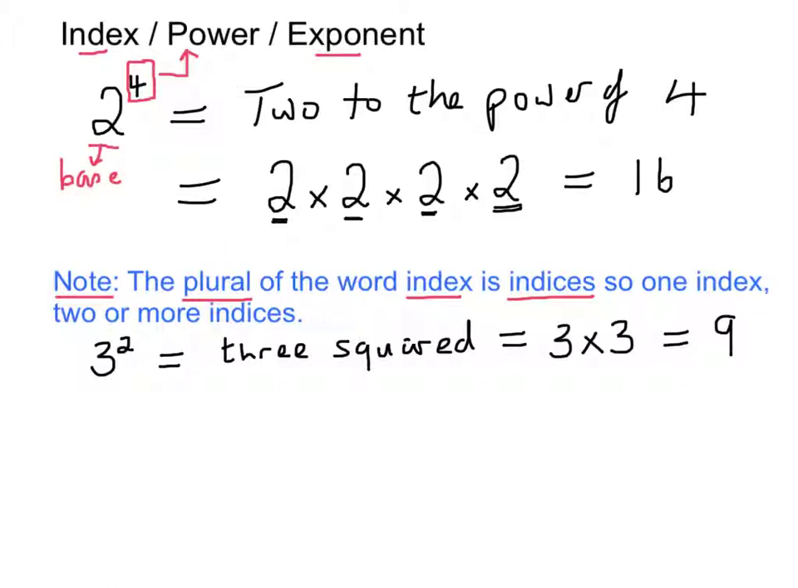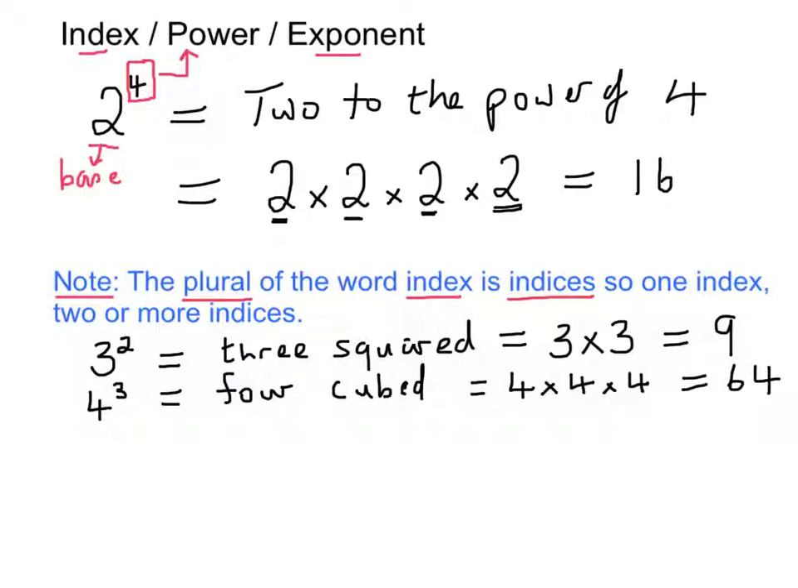Let's look at 4 to the power of 3. Well, 4 to the power of 3, again, we can write it and say it in English in a special way. It's 4 cubed. Knowing what that is, it's 4 multiplied by 4 three times. So 4 multiplied by 4 is 16, by 4 has the value 64.